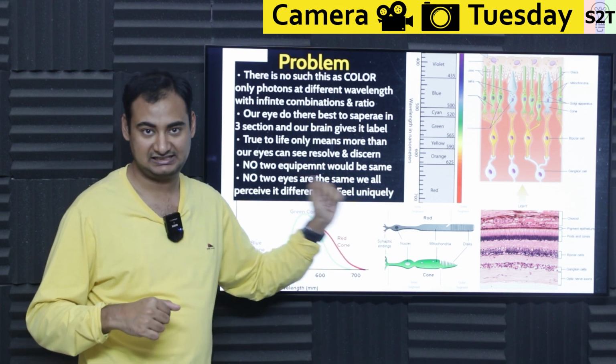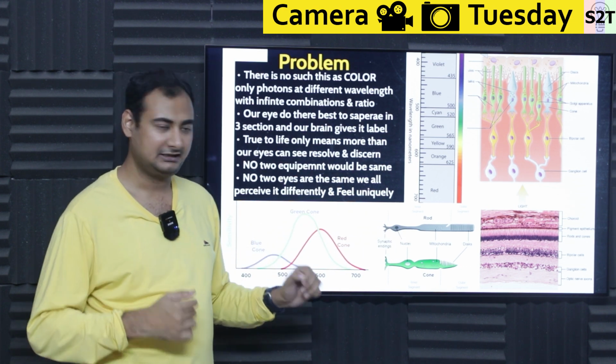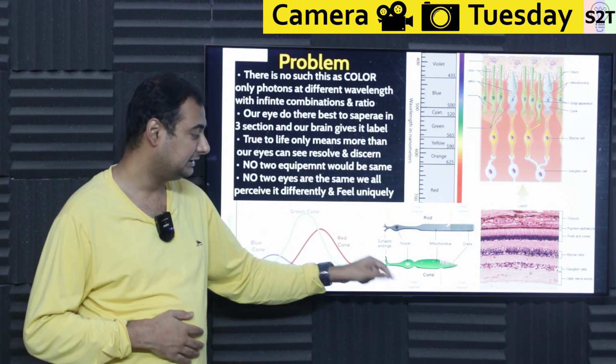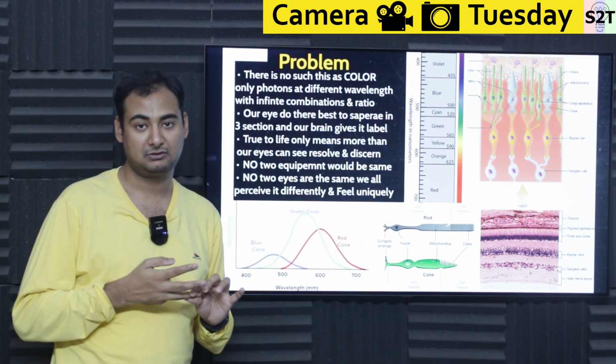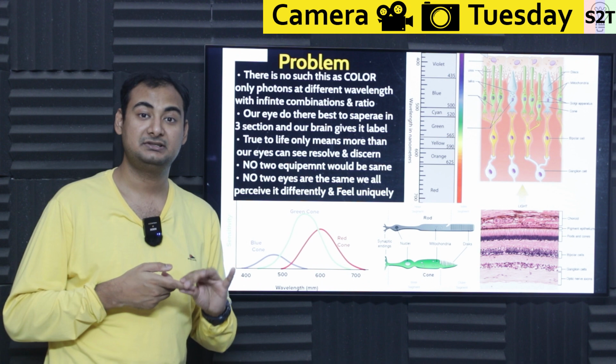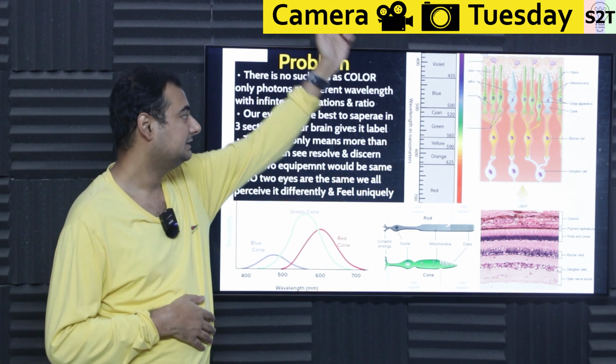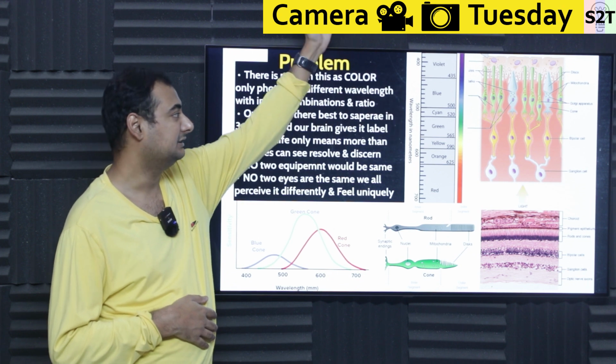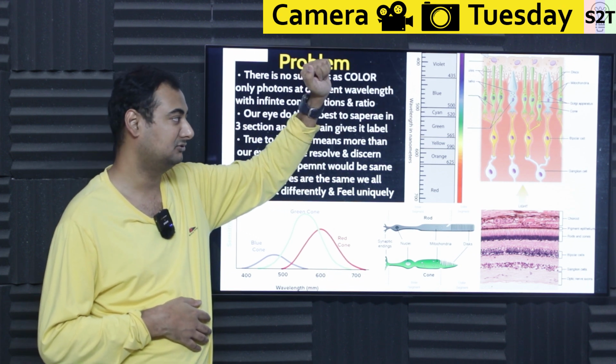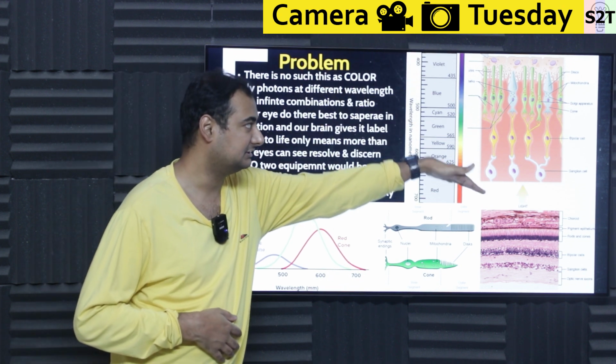Thank you, rod cells. Then we have the detail layer, that is the cone layer. Now the cone layer has 3 structures. One is long, another is short, another is medium. So the long one is for red, the medium one is for green, and the short one is for blue-violet. And this is the structure design.